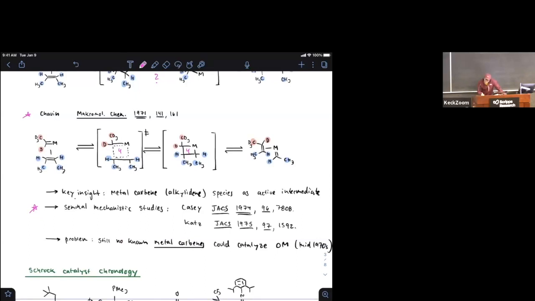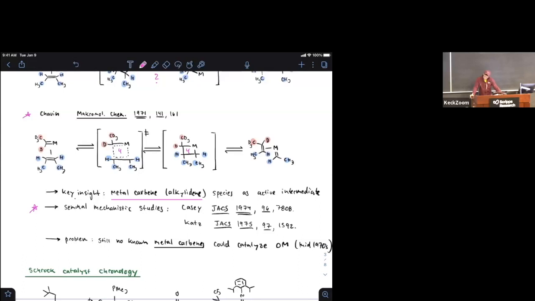The key insight from the Chauvin mechanism is that the propagating species is a metal carbene. And why did it take so long to arrive at that as a possible mechanism? Well, you have to remember that this is the late 1960s, early 1970s. When did the first reports of carbenes hit the literature? Fischer carbenes, let's say it's mid-1960s, Schrock carbenes, that's already in 1970. That's sort of contemporaneous.